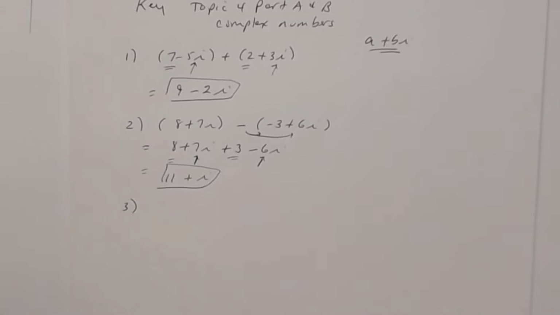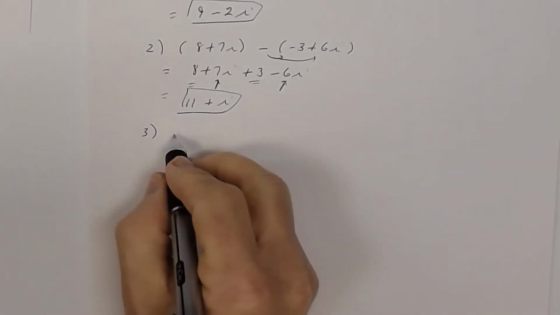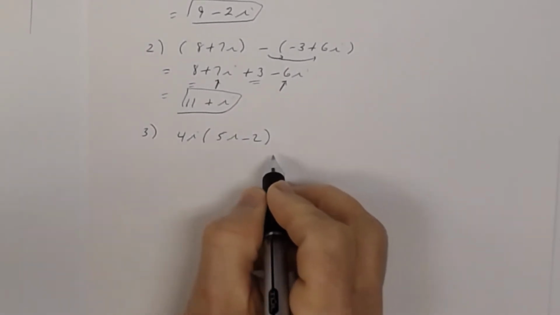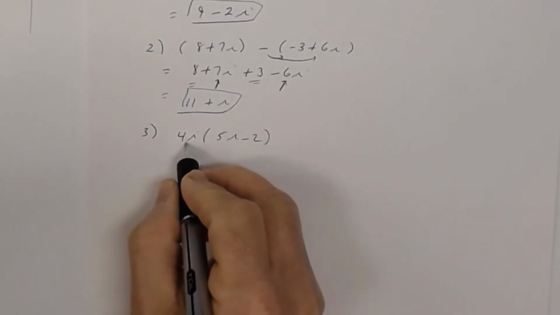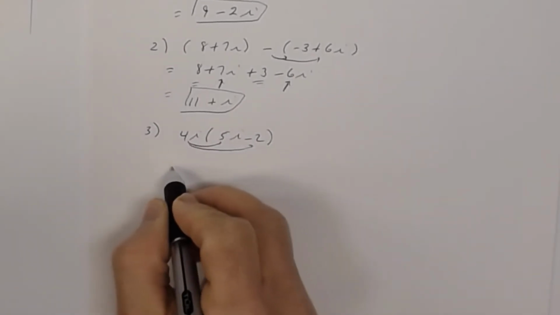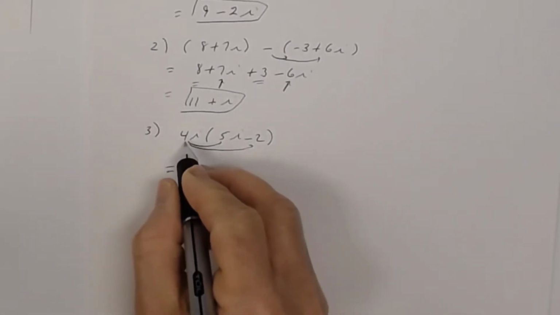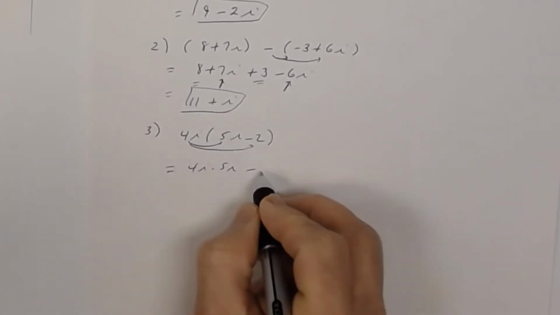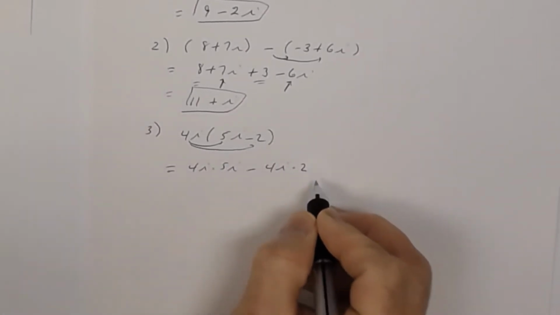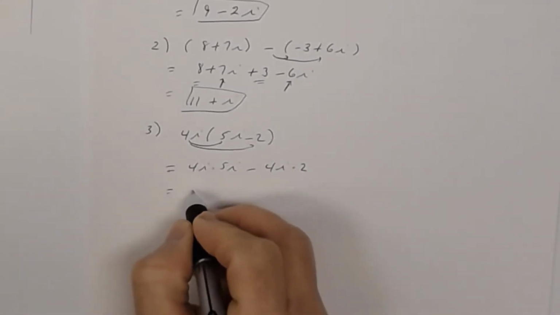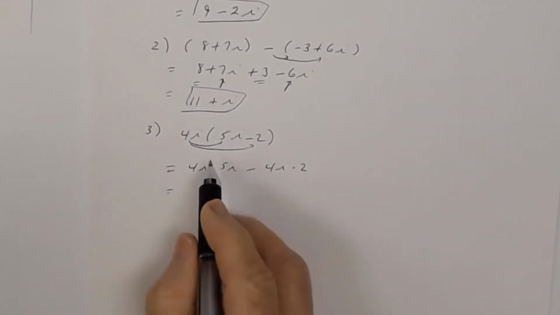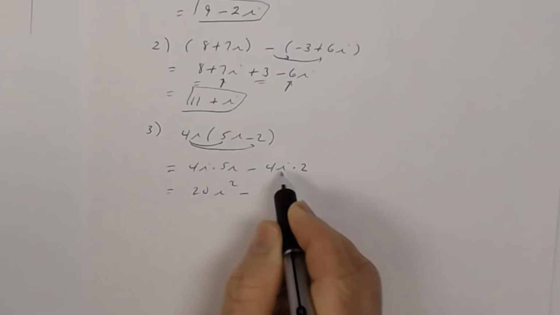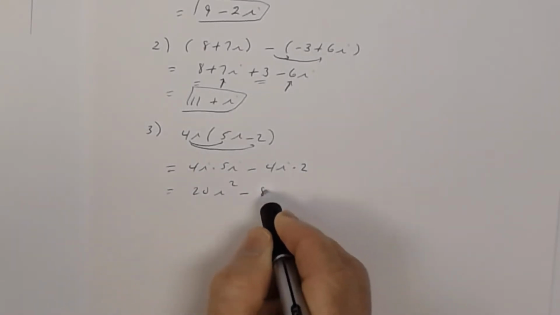And number 3. This time we're multiplying the complex number 4i by the complex number 5i minus 2. We're going to use the distributive property, and it's a good idea to write out that first step. So we have 4i times 5i, and then I'm subtracting 4i times 2. You didn't have to write the step out, but here's what you had to write: 4 times 5 is 20, i times i is i squared, and then minus, 4 times 2 is 8, and 8 times i is 8i.